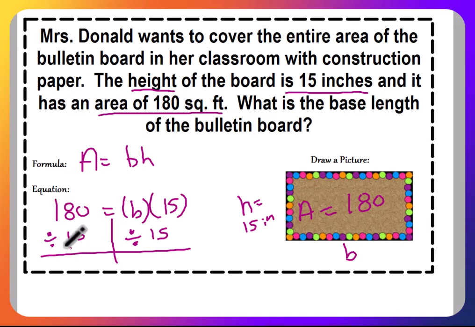So do the math. 180 divided by 15 gives you 12. 15 divided by 15 is 1 times B, which is 1B, or just B. So B equals 12. So the base is going to equal 12, and I'm just going to use inches. It's not squared because it's not the area we're looking for. We're just looking for the one-dimension base length. So 12 inches is your answer.